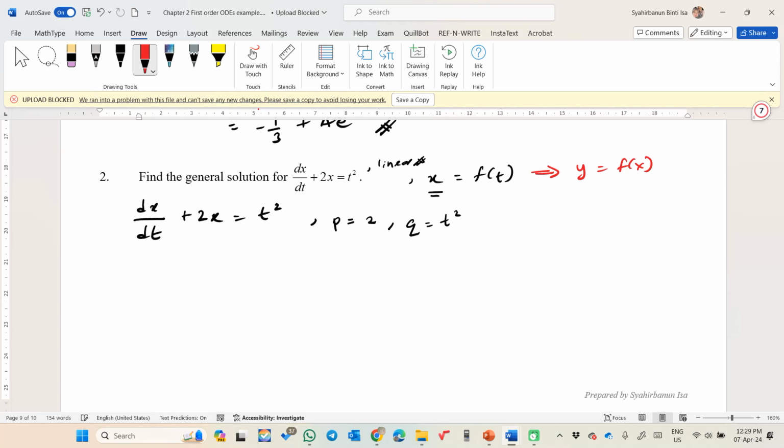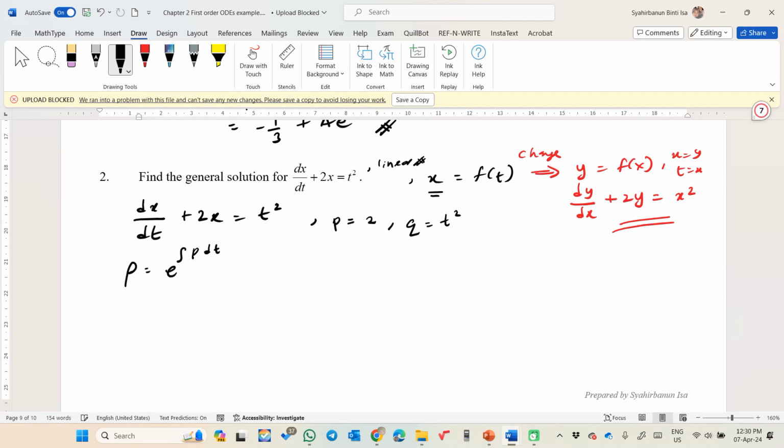If we change, the differential equation becomes: x equal y, t equal x, so we have dy over dx plus 2y equal x squared. So we can refer to the previous example. But I want to use the variable from the question. So p is 2, q is t squared. So our integrating factor is e to the power of the integral of p dt. Here our variable is t.